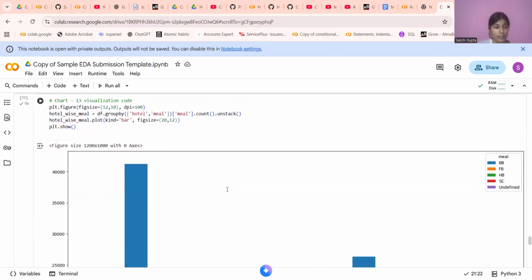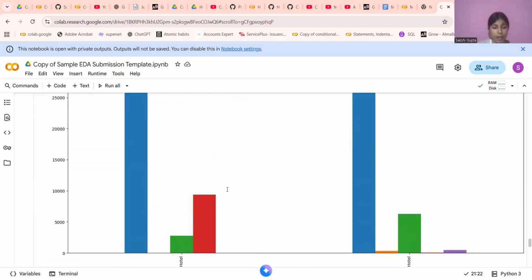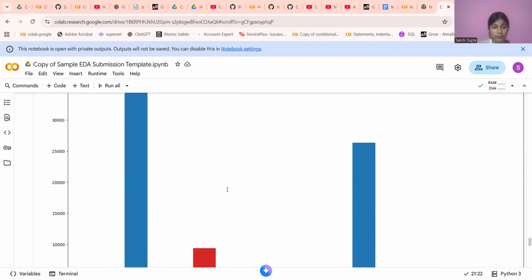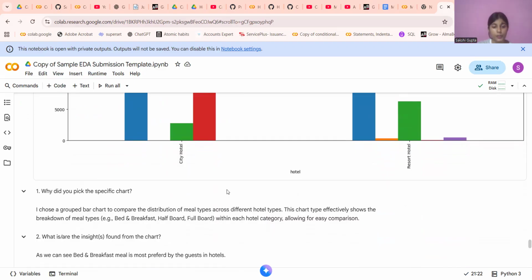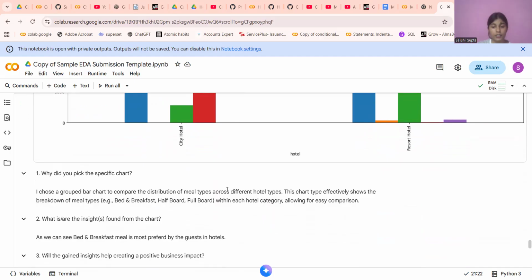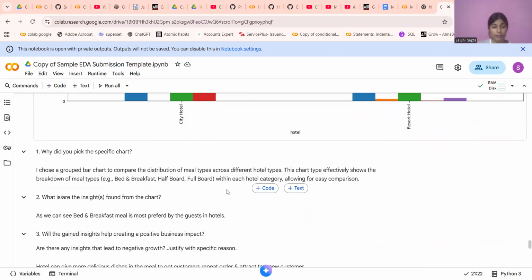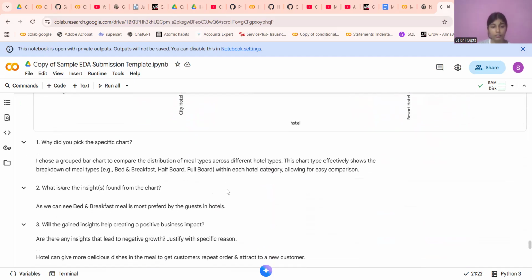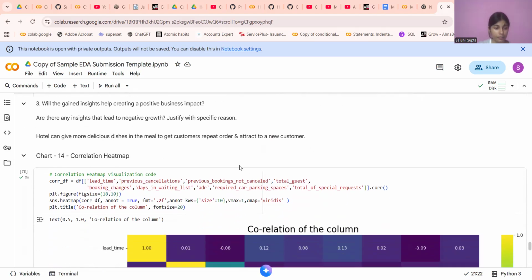Now the third chart is a bar chart. You can see that. Here I use the bar chart to compare the distribution of the meal type across different hotel types. This chart type efficiently shows the breakdown of meal type, for example bed and breakfast, half board, full board, within each hotel category, allowing for easy comparison.